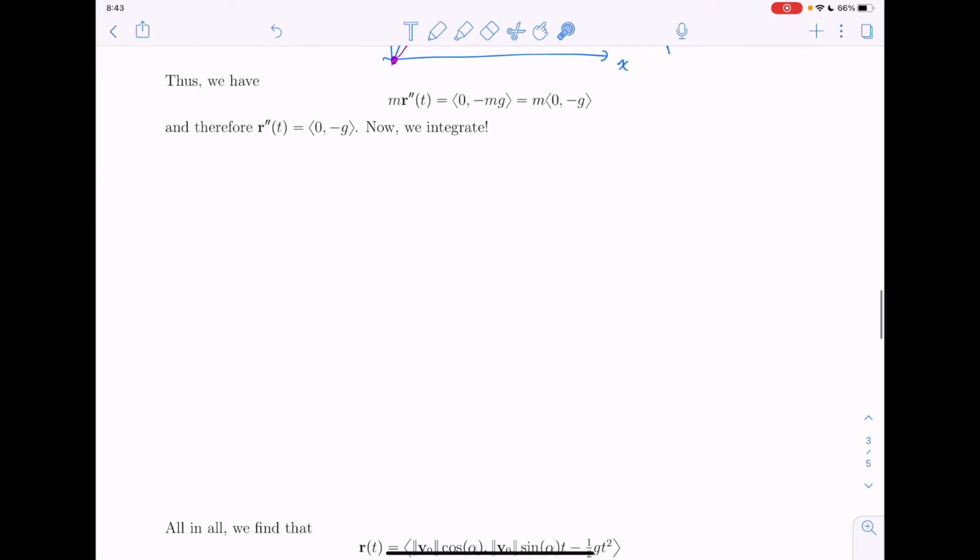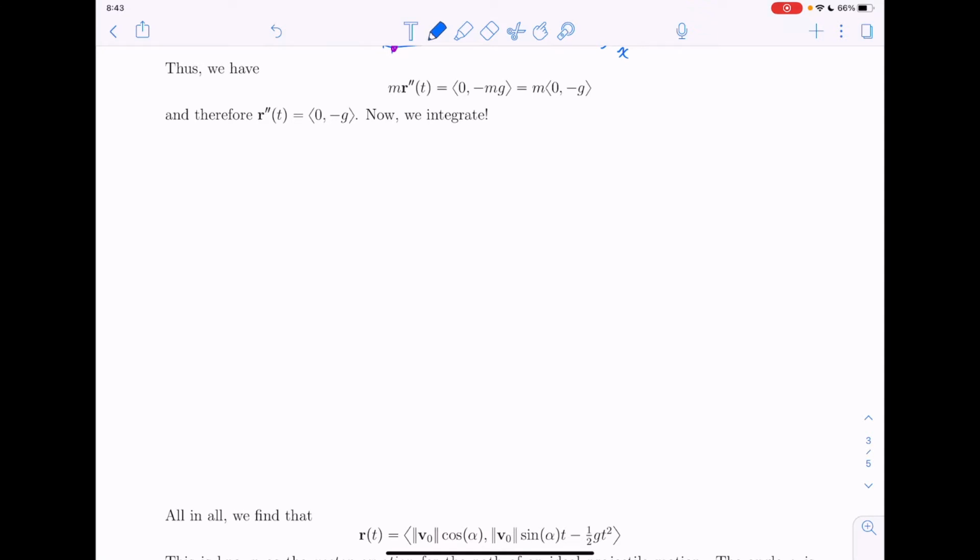Now the process we're about to do is we're going to engage in something that's known as solving a differential equation. And so using the notation that we have in the book, we have here the following differential equation. It's exactly what we have above, that r double prime of t is equal to this vector 0, negative g. This is called a differential equation because it's an equation for which we're trying to solve only knowing information about the derivative of our function.